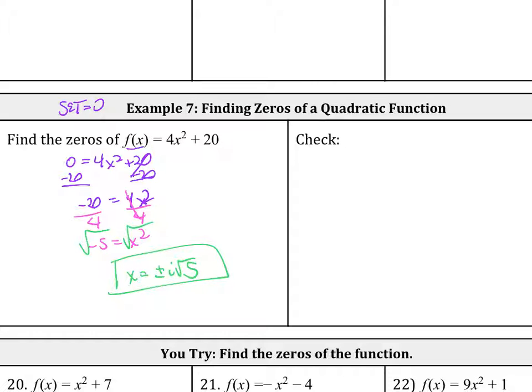So we can do a check just so you can see it. Does 0 equal 4 times i root 5 squared plus 20? So 0 equals 4. Now i squared is negative 1, and then the square root of 5 squared is just 5, and then plus 20. Remember that's i root 5 times i root 5, so that's i squared times root 5 squared.